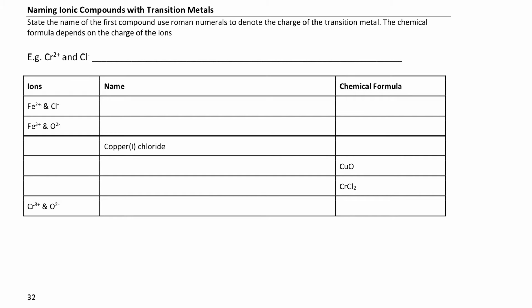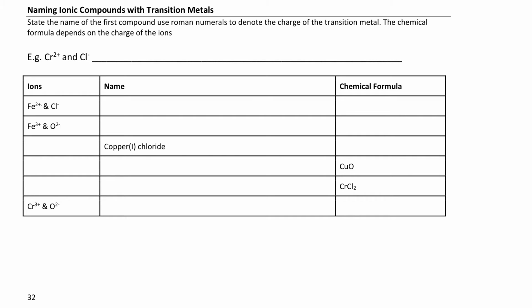What we usually do with these ones is we state the name of the first element, and we use Roman numerals to denote the charge of the transition metal, and we do that in brackets. The chemical formula depends on the charge of the ions. So, for example, here we got Cr, and I know that Cr isn't in our simplified table, at least I don't think it is. Cr stands for chromium.